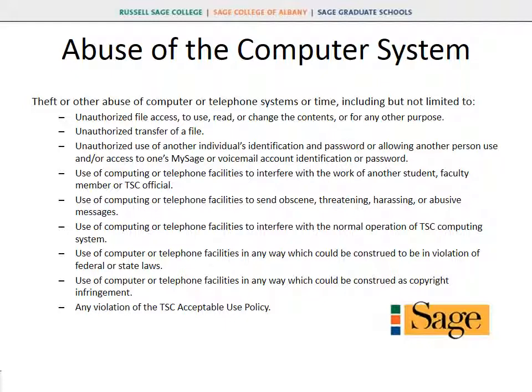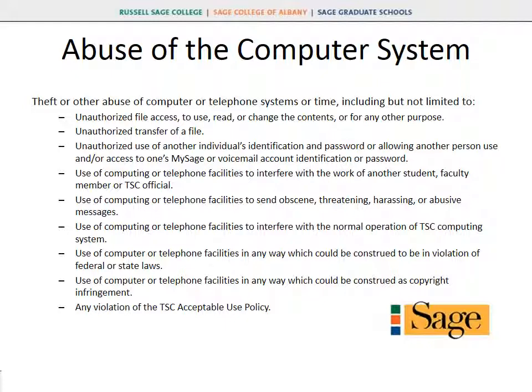use of computing or telephone facilities to interfere with the work of another student, faculty member, or Sage College official, use of computing or telephone facilities to send obscene, threatening, harassing, or abusive messages, use of computing or telephone facilities used to interfere with the normal operation of the Sage College's computing system, use of the computer or telephone facilities in any way which could be construed as a violation of federal or state laws, use of the computer or telephone facilities in any way that could be construed as copyright infringement, any violation of the Sage College's acceptable use policy.